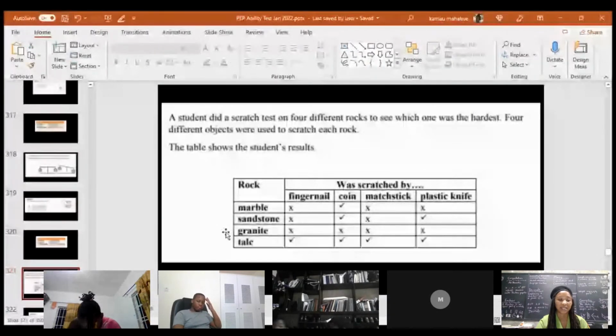So the granite is so tough, so hard, none of the items could scratch it. All right, so that is correct. The granite is the hardest of the four.